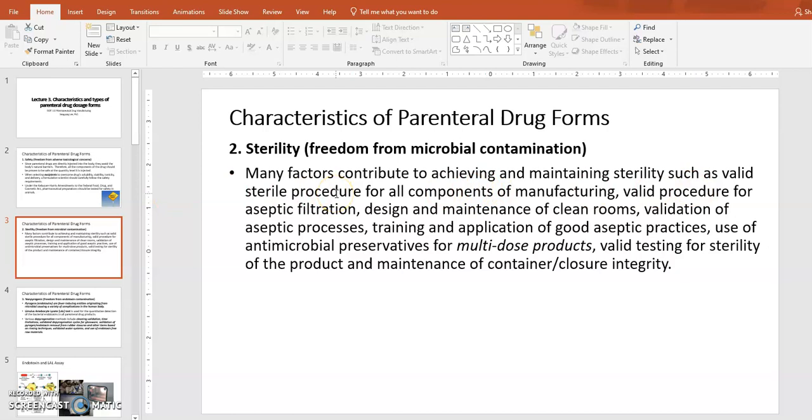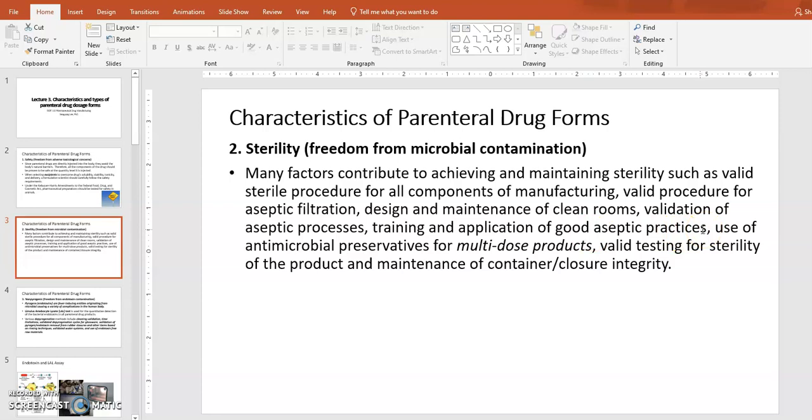So you should provide a sterile process, maybe aseptic filtration, if that is what you need to do. Since you're dealing with a biological molecule, you have to make sure that it's a validated process. And you have to do all the manufacturing under a clean room environment, of course. In aseptic processing, all the steps should be validated. Training and application of good aseptic practice by individuals should be done, of course.